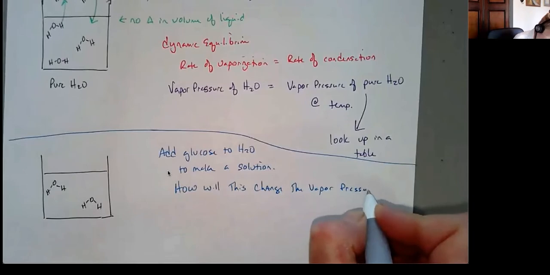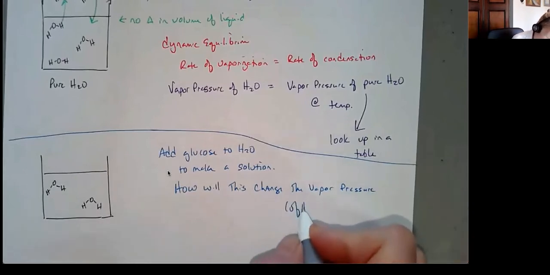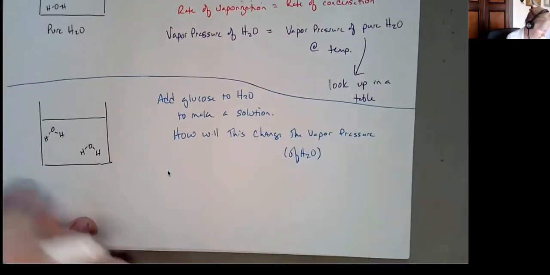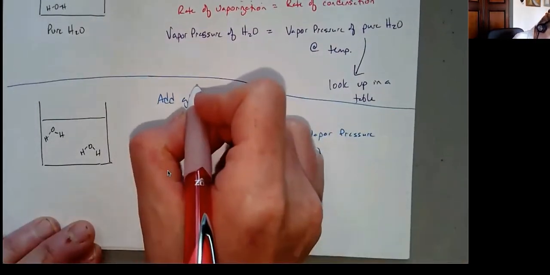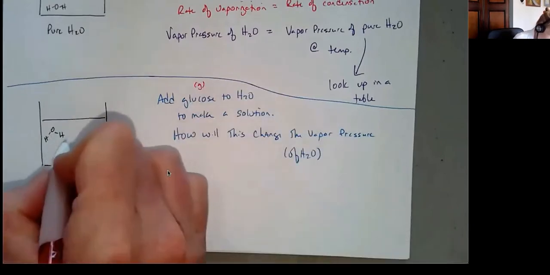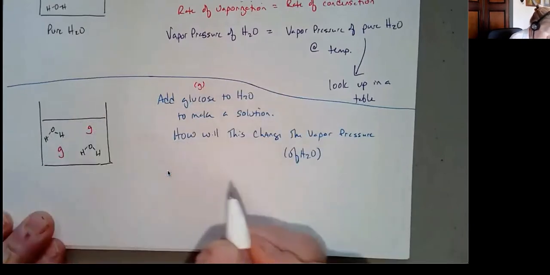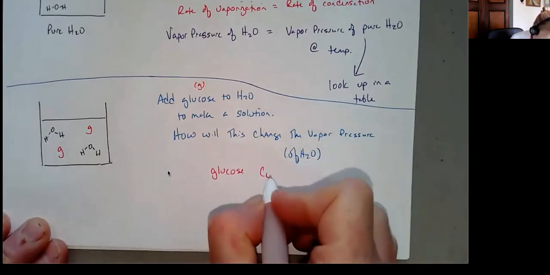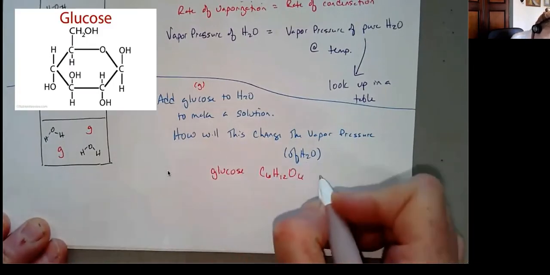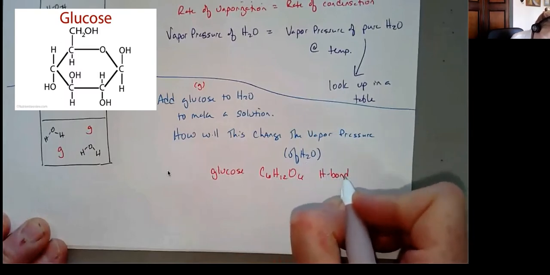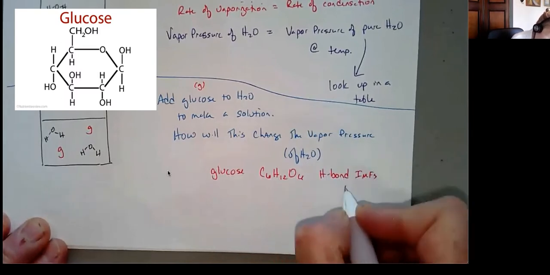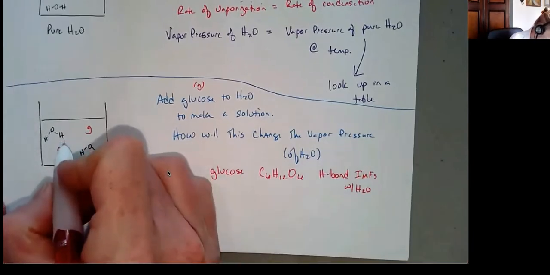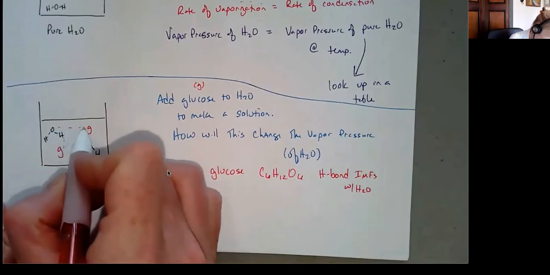And I'm looking at the vapor pressure of water because glucose is a solid and it's not going to contribute to the vapor pressure. So I'm going to add glucose to this. And so glucose I'm just going to represent as G. So I'm going to start adding some glucose molecules in here. Glucose is a polar molecule. It's C6H12O6 and it's going to form hydrogen bonding intermolecular forces with water. When I add glucose in, it's going to go into solution, and it's going to form these intermolecular forces with water, hydrogen bonding.